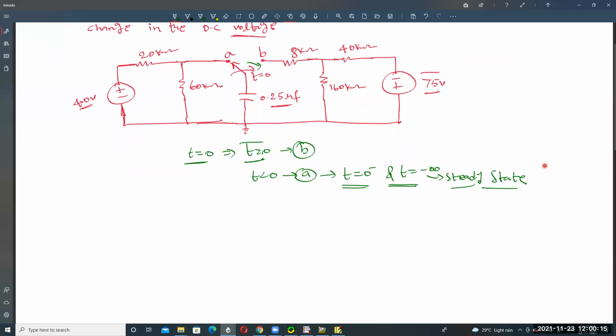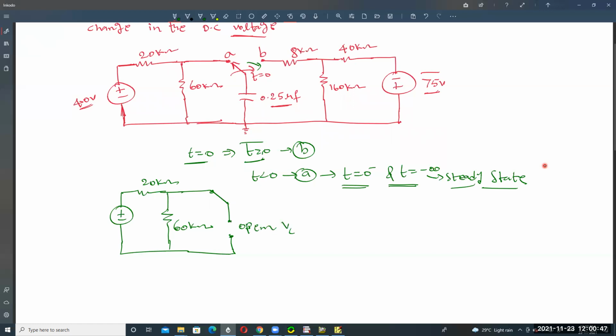At position A, this is the circuit diagram: plus and minus, a 20 kilo ohm resistor, and a 60 kilo ohm resistor, with the capacitor connected like this. Under steady state condition, the capacitor is an open circuit. That means VC of minus infinity, or VC of 0 minus, is V naught. So this is called the initial condition.